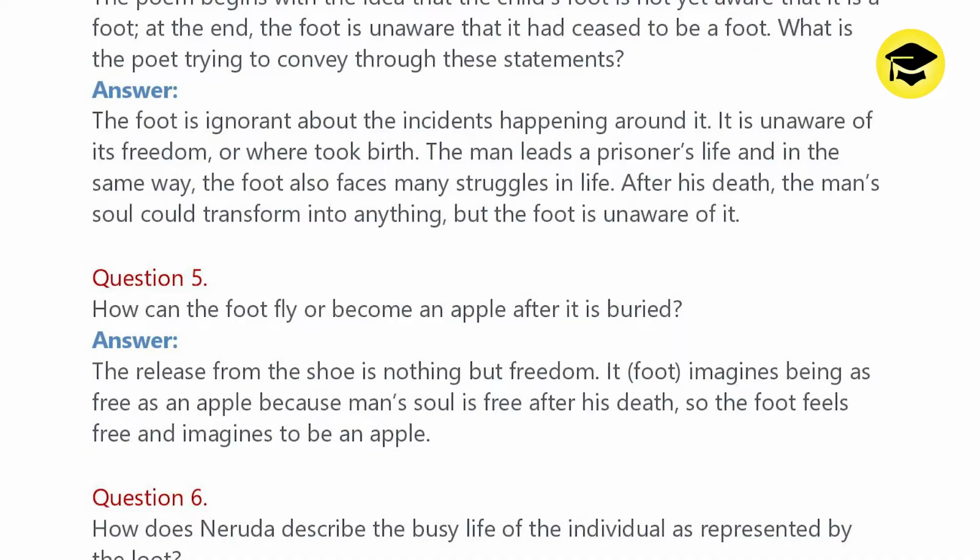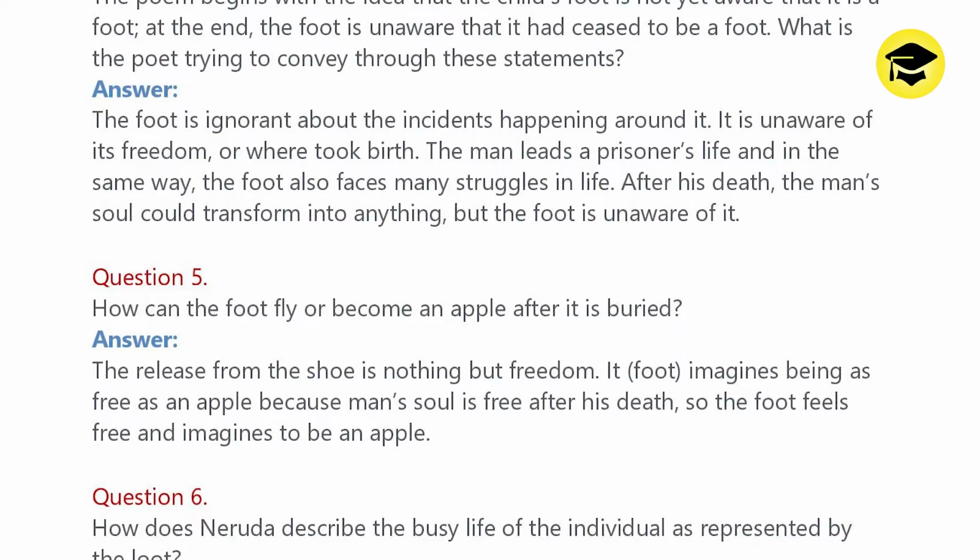Answer. The foot is ignorant about the incidents happening around it. It is unaware of its freedom, or where it took birth. The man leads a prisoner's life, and in the same way, the foot also faces many struggles in life. After his death, the man's soul could transform into anything, but the foot is unaware of it.